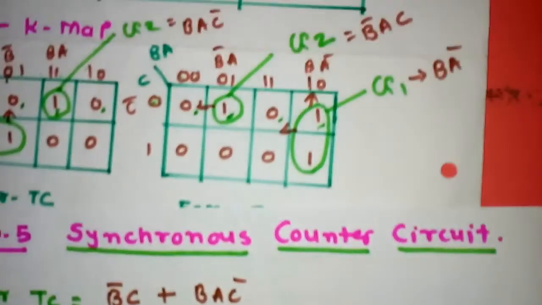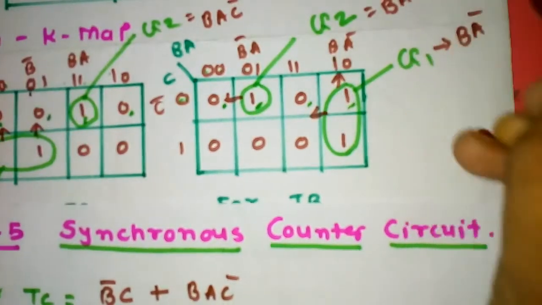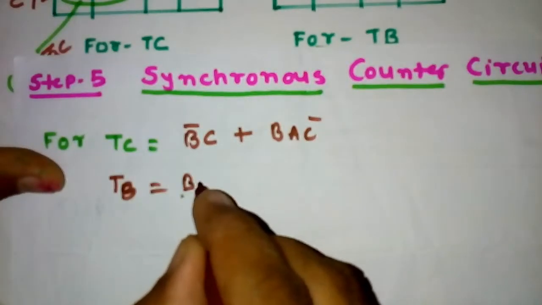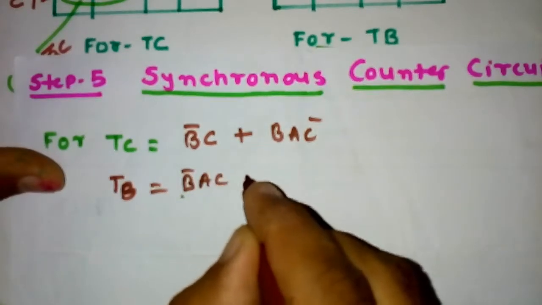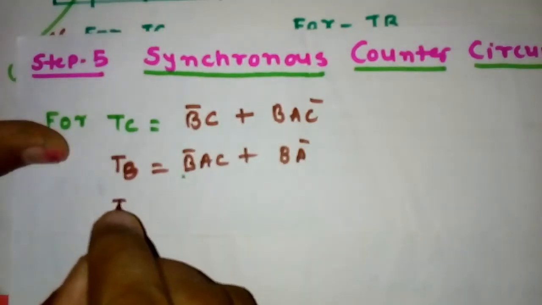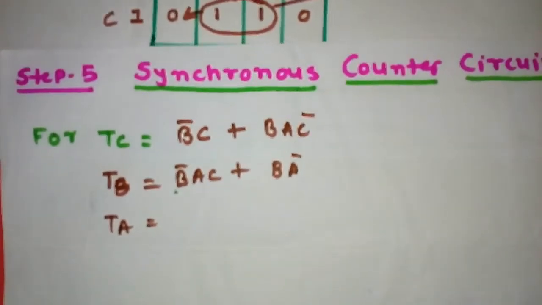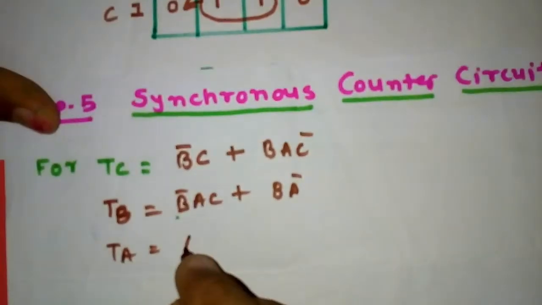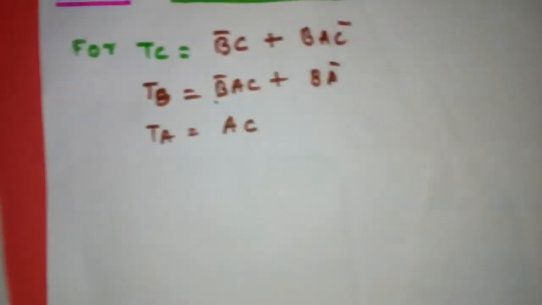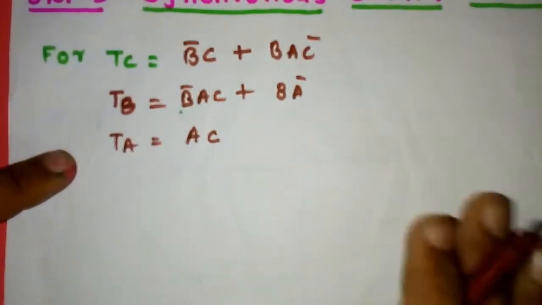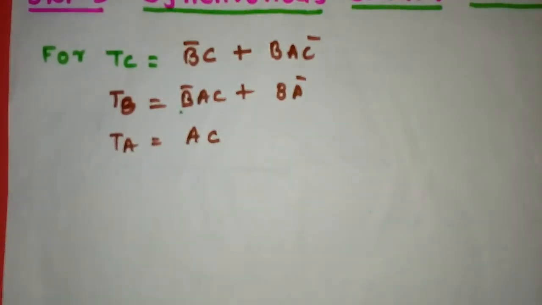What is the equation of TB? TB has two groups, B bar A C, sorry, and B A bar. So what is the equation of T of A? The equation of T of A is only A C. Now using these equations we make the synchronous counter circuit.